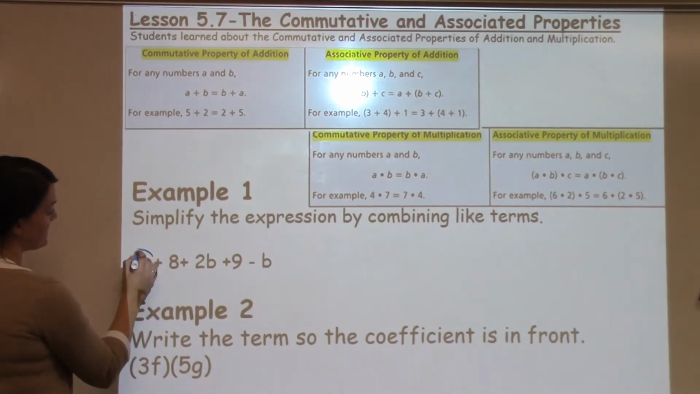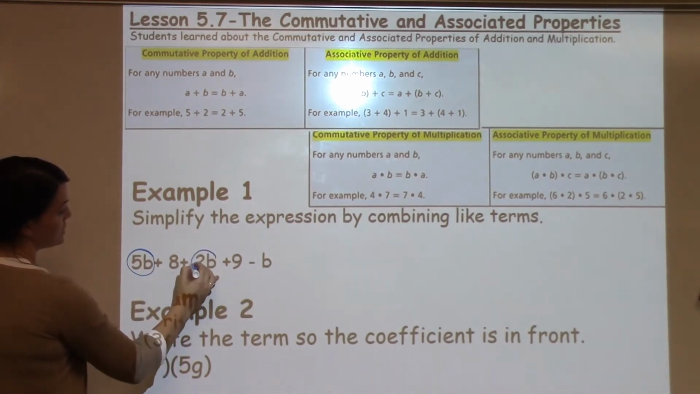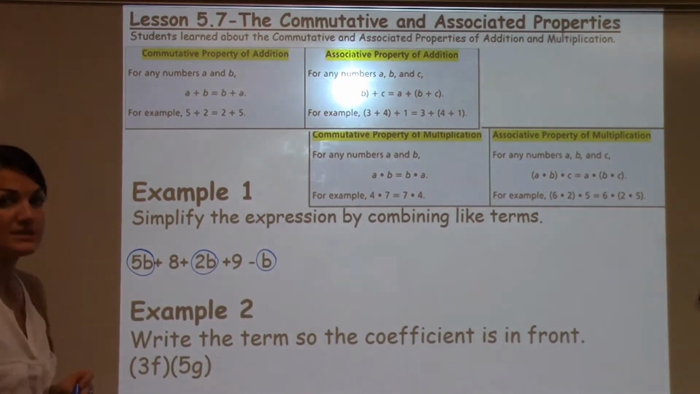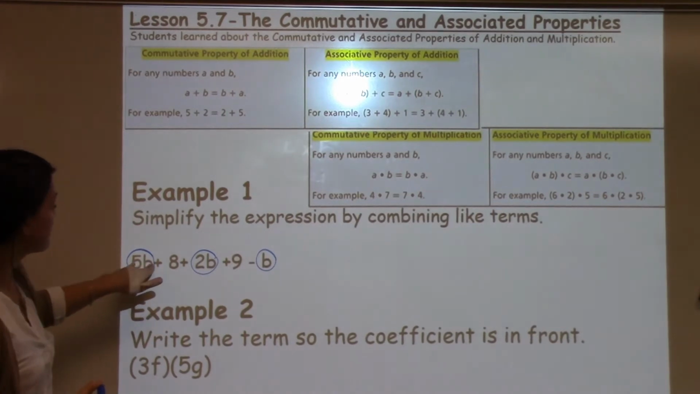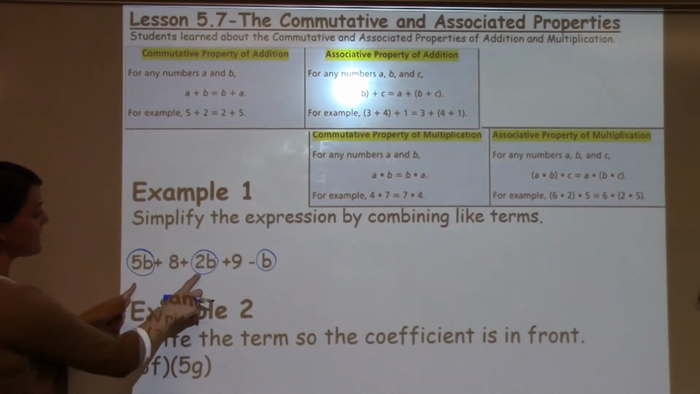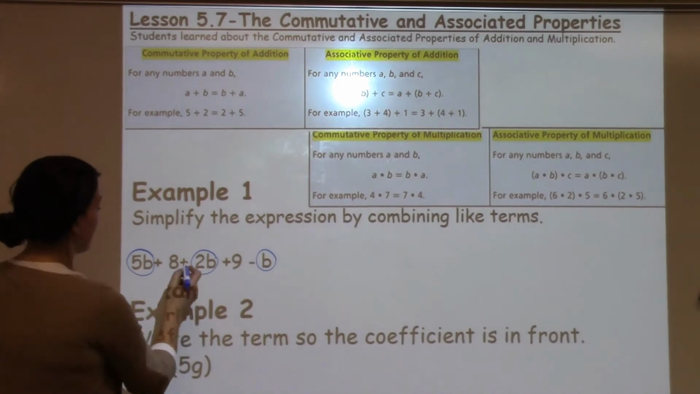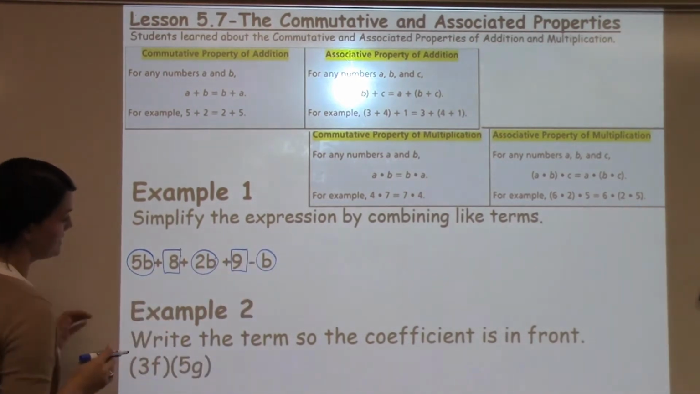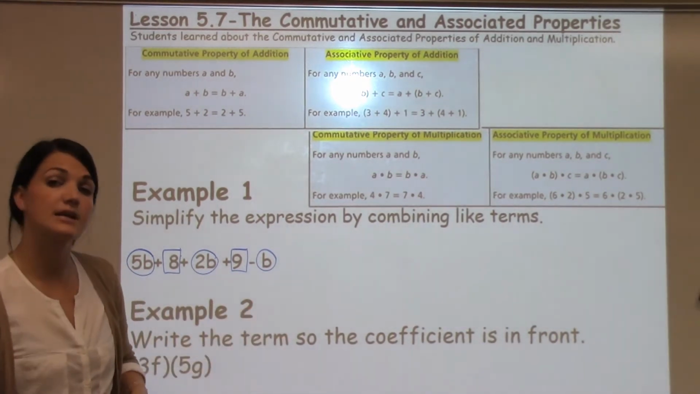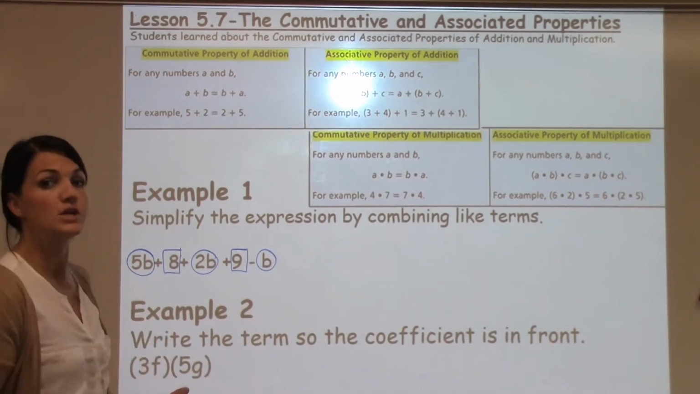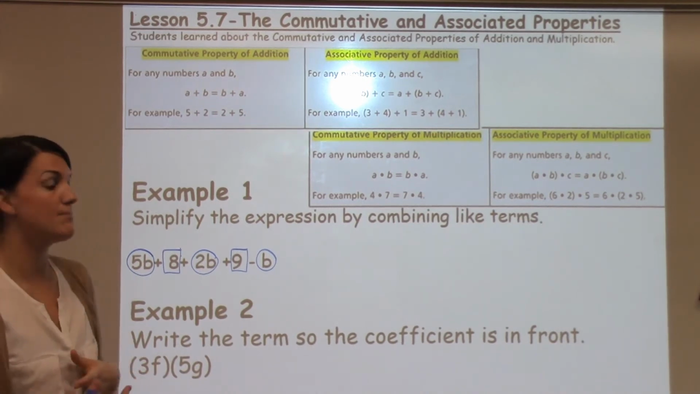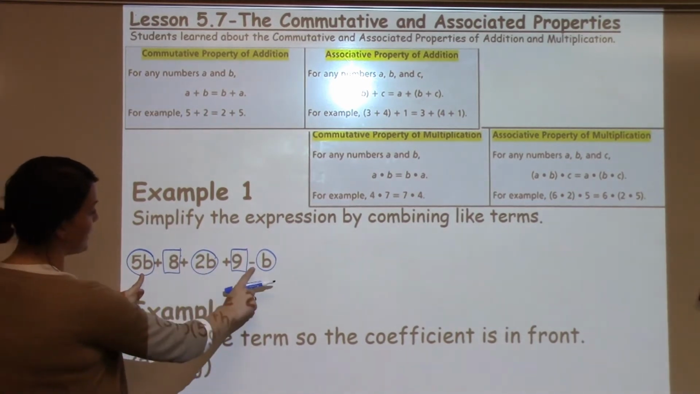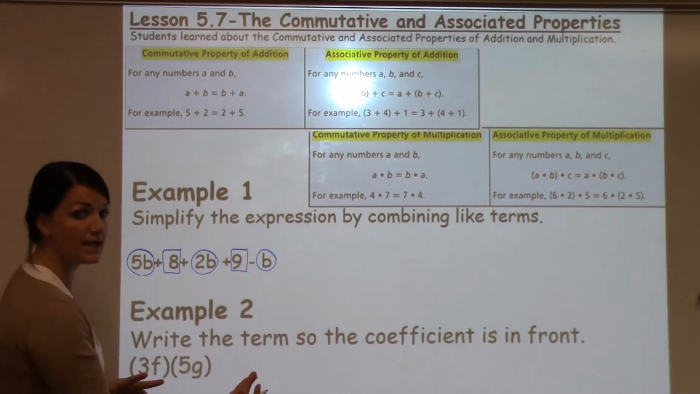So here I see that 5b, 2b, and then this b right by itself all seem very similar. They all are either a number with b or just b. So that's something that I would probably combine. Okay, something else I would combine, and I'm going to square this, is the 8 and the 9. Those are just regular numbers. They're not stuck to any variable. They're just by themselves. So I would like to put them together so I can make it one number instead of two. So then I need to look at what is in front of these numbers so I know whether that is plus or minus.